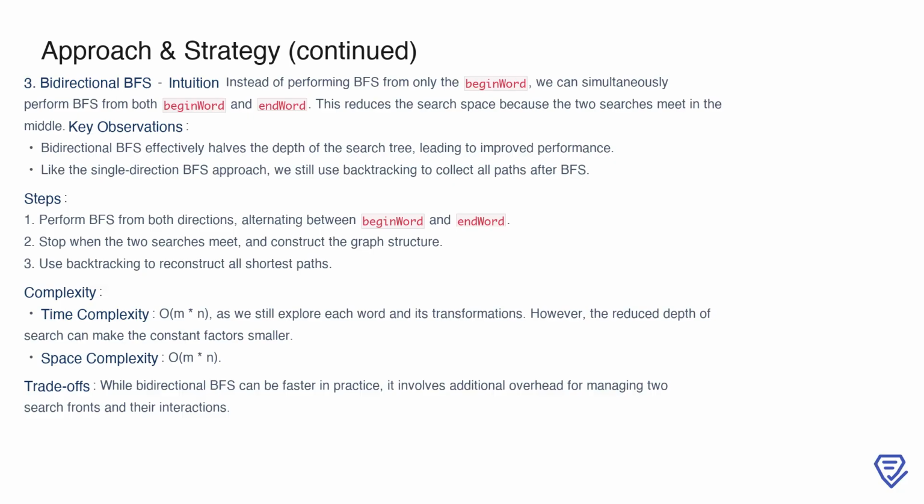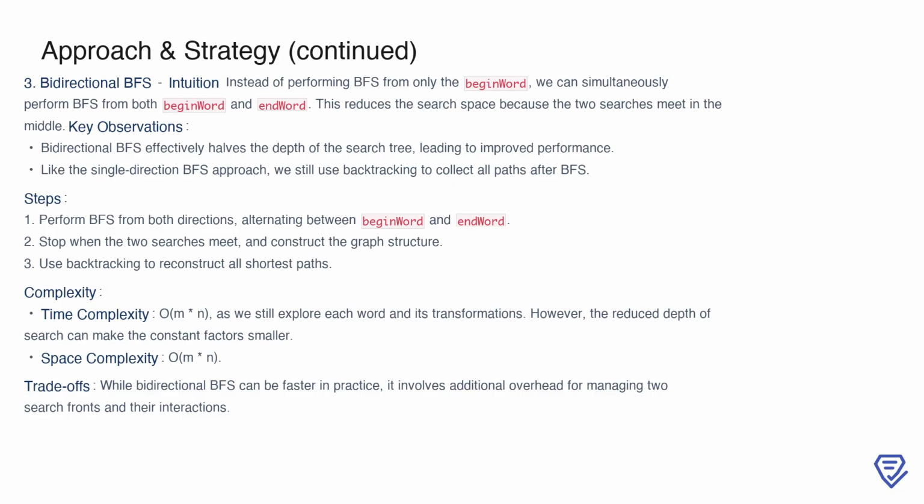The process involves alternating between the two searches, performing BFS one level at a time from each direction, and stopping as soon as the two searches intersect. Once this happens, we construct the graph structure to represent the connections. Afterward, like with single-direction BFS, we use backtracking to reconstruct all valid shortest paths.